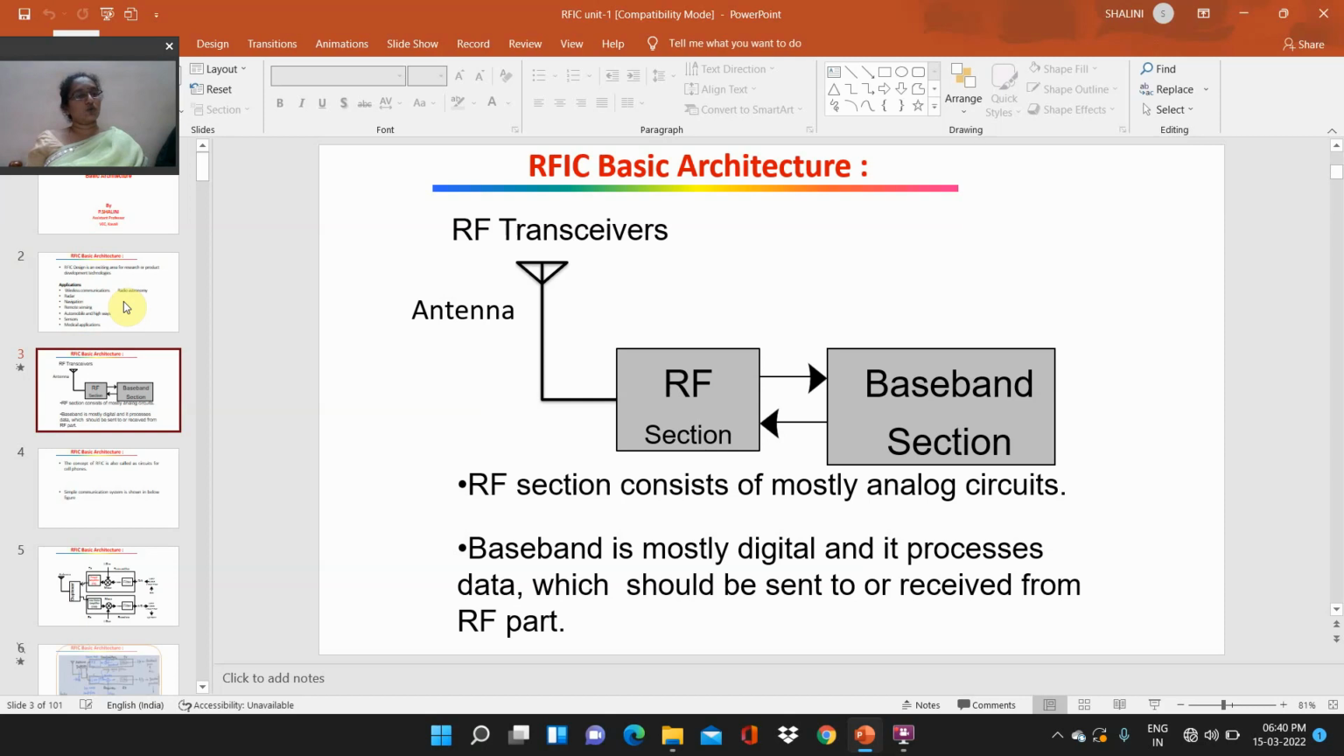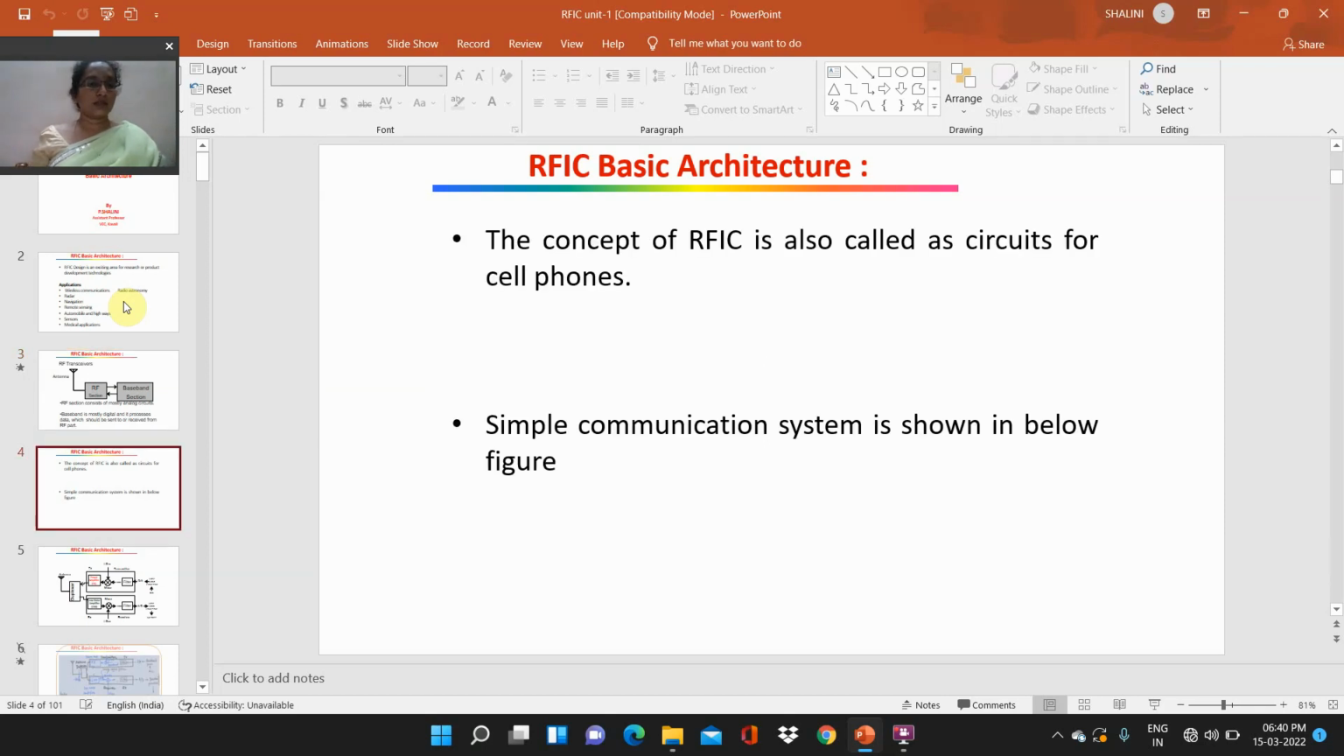The RF section consists of mostly analog circuits, whereas the entire signal processing or data processing is done in the baseband section. The baseband section mainly consists of digital signals, and it processes the data which should be sent to or received from the RF part. The concept of RFIC is also called circuits for cell phones.